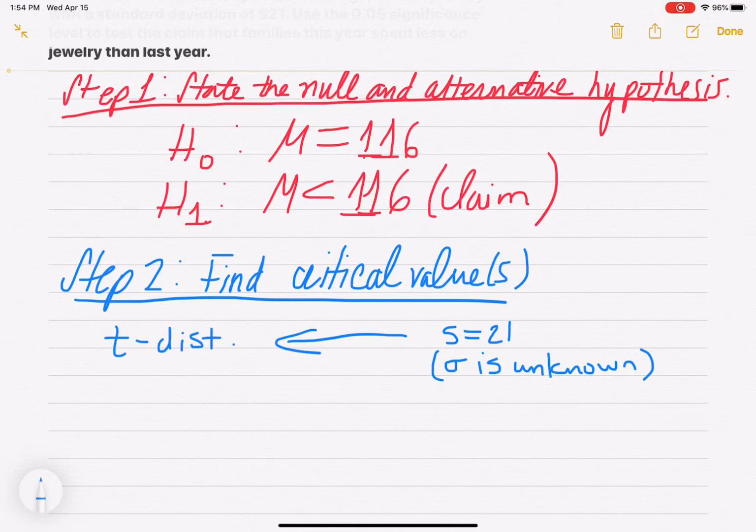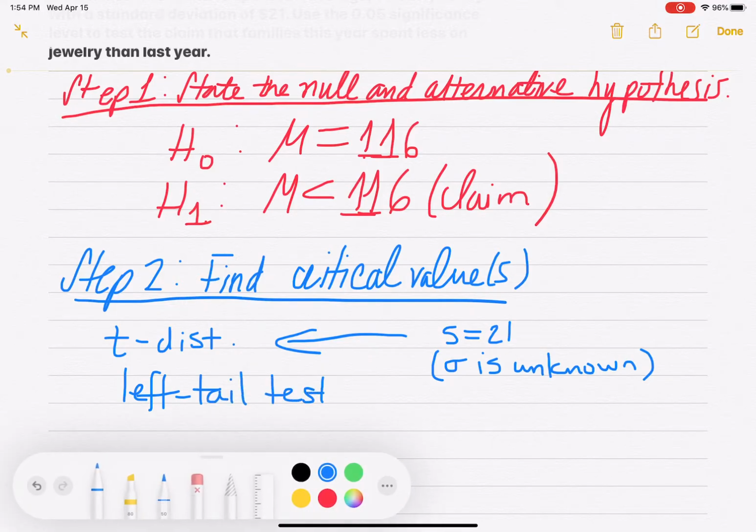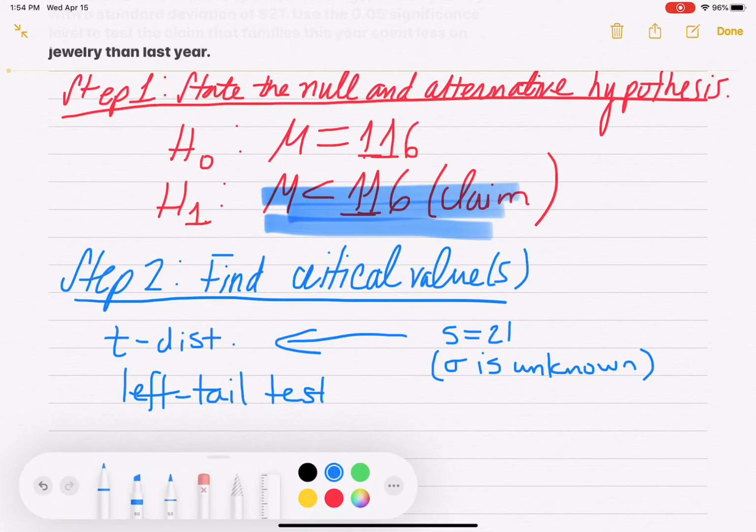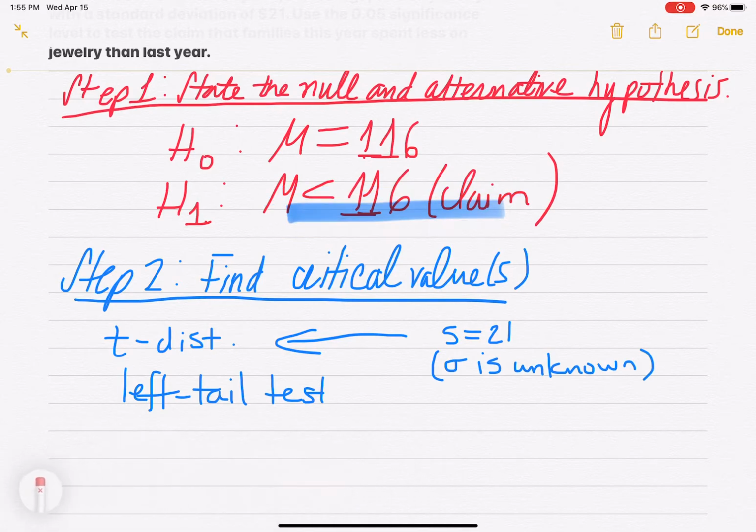Secondly, we know to use a left-tail test. And that's because, well, looky here. Population mean less than $116 is our alternative. So anytime you have an alternative that involves less than, you're going to test the left tail. Okay, so now to find the critical value.